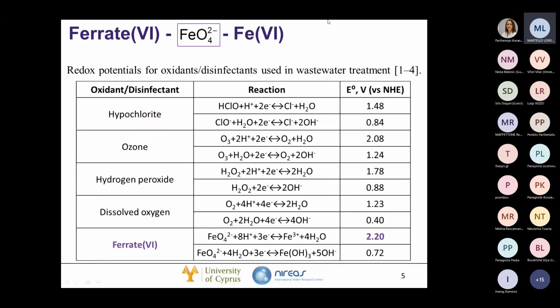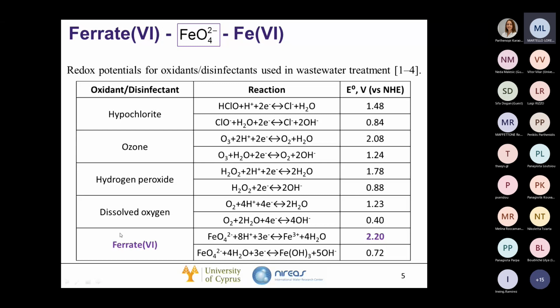So here is a table with the redox potential of the most common oxidants and disinfectants used in wastewater treatment. And here is hypochlorite, ozone, hydrogen peroxide, and dissolved oxygen. This table has two main messages. The first message is that the redox potential of an oxidant is a function of the pH. So this is very important when we talk about oxidation processes. Each oxidant has a different redox potential in acidic and in basic conditions.